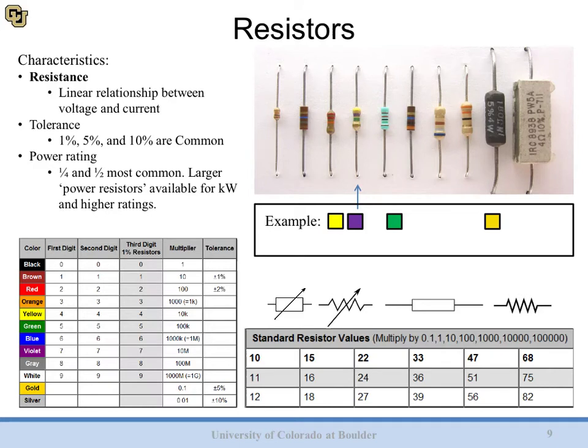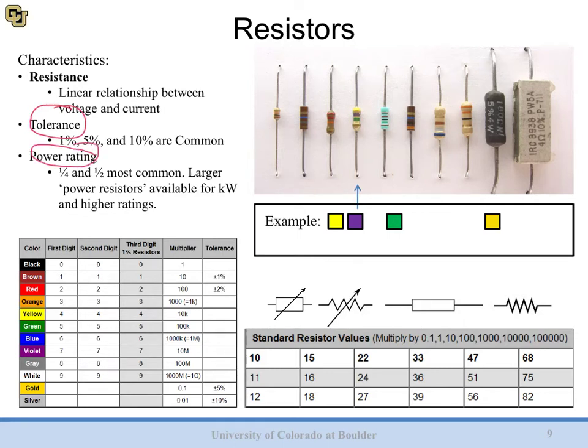So resistors, one of the most common elements we'll use. The things to note about these when you're selecting them. First of all, they all have a tolerance, so 1, 5, or 10% are the most common. And that means that when it says it's, for example, 220 ohms, it's actually plus or minus 5% or 10% based off of that.